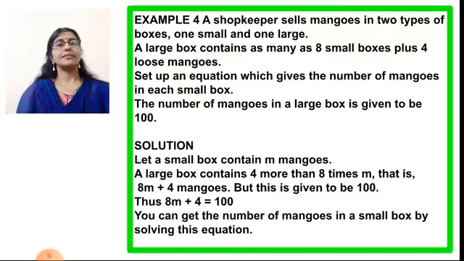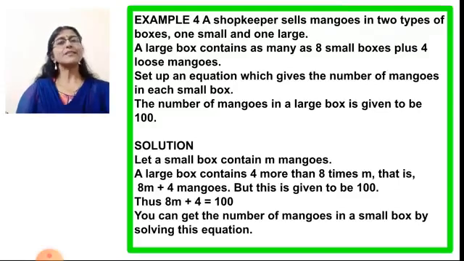So now step by step we are going to write. First we will start from the small box. Let a small box contain m mangoes. So we have assigned a variable m here. Then a large box contains 4 more than 8 times, because they have given as many as 8 small boxes. So if a small box has m mangoes, it will be 8 times m. So 4 more than 8 times m will be 8m plus 4.